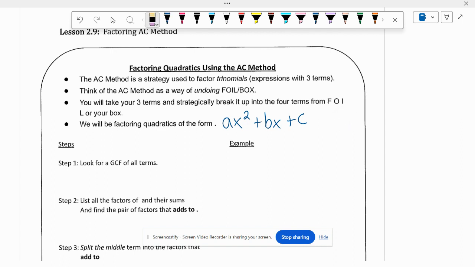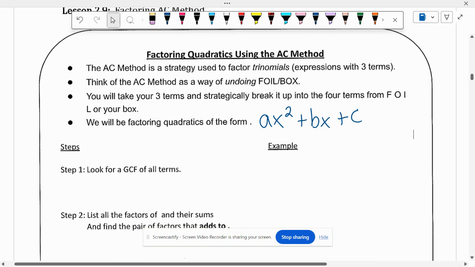So the first step, we always want to look for a GCF. If you don't take out a GCF at the beginning, you're going to end up having a term that carries over to your factor. Like one of your factors, everything will be divisible by 2 or 3. So you always want to look for a GCF.